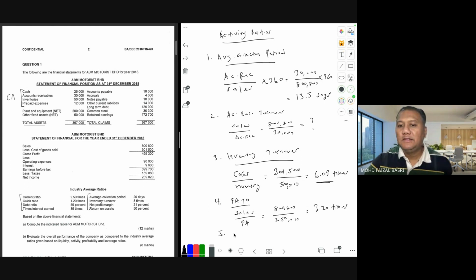Okay, and the last one is total asset turnover, TATO. Alright, so it will be sales divided by total asset. Okay, sama juga 800, but the total asset is 367,000. So it's about 2.18 times.